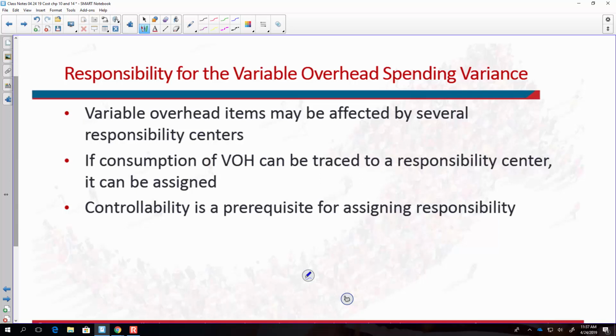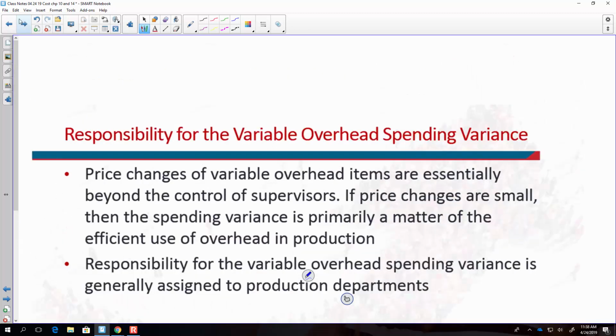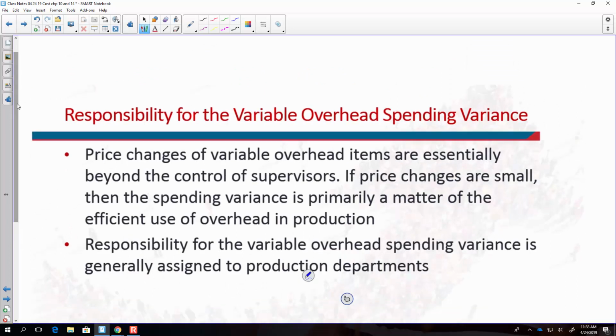So, remember, before we can talk to somebody about a variance, we have to be sure they have control over that part of the operation. So you can't be yelling at somebody for a variance when they don't have the control. So that's where that research really comes into play here. Also on page 546, actually 547.